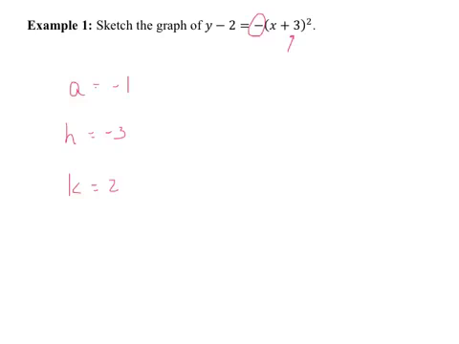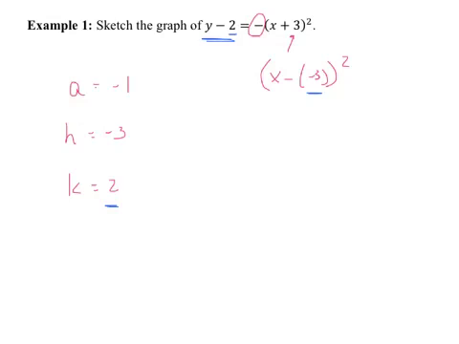Again, how does this become positive 3? It means it's really x minus negative 3. That's what x plus 3 is, right? Remember that it has to be in the form x minus, and then this is h. And this is already in the form y minus, which means that this is k.